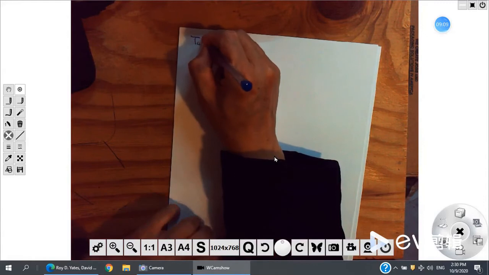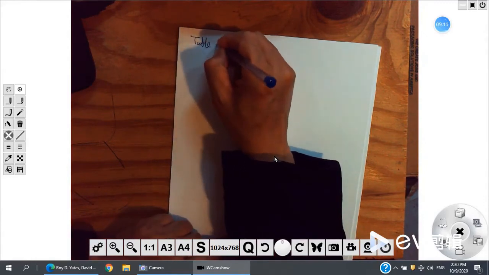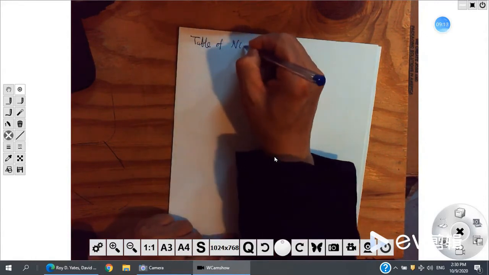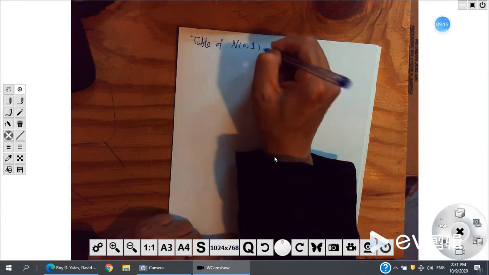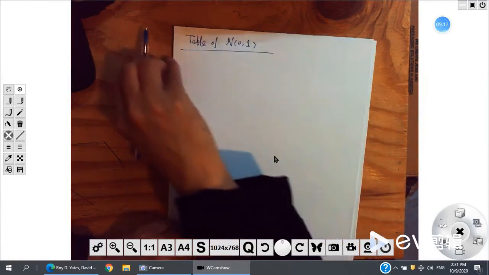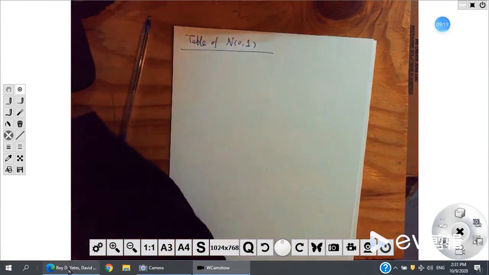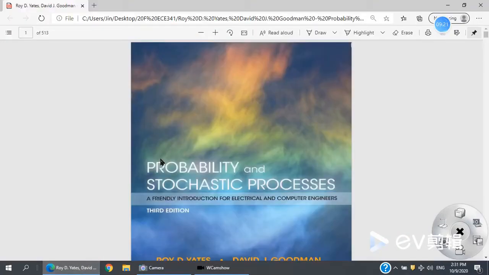Table of the N(0,1), right? Table of this. Actually, it is in our textbook. In any kind of probability course, you check the textbook, you can find that table. You can also go online.